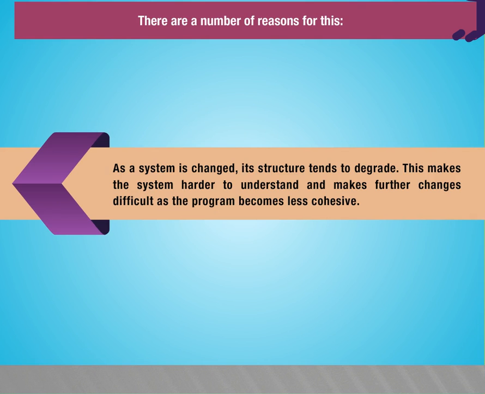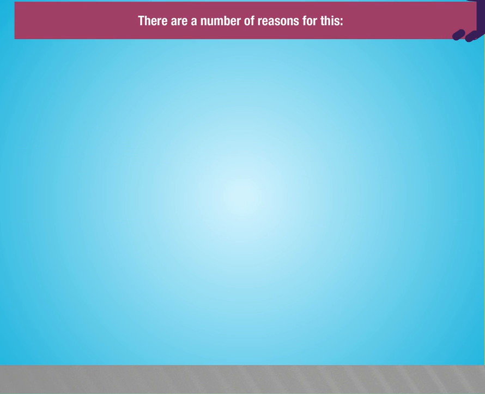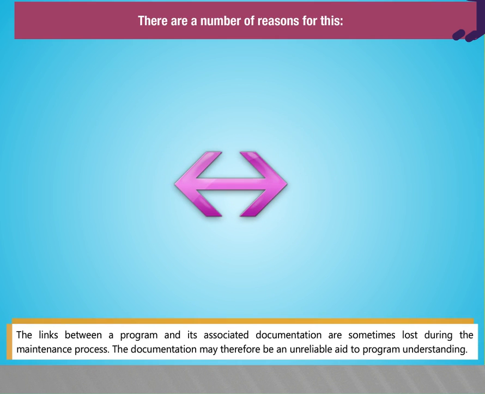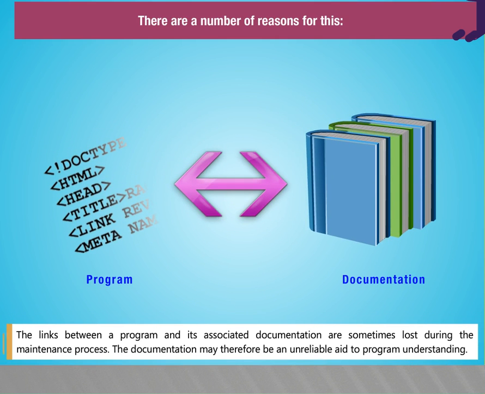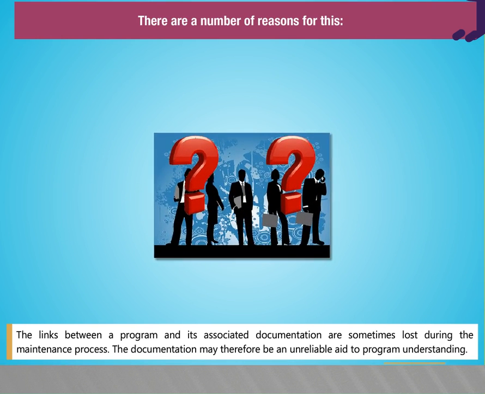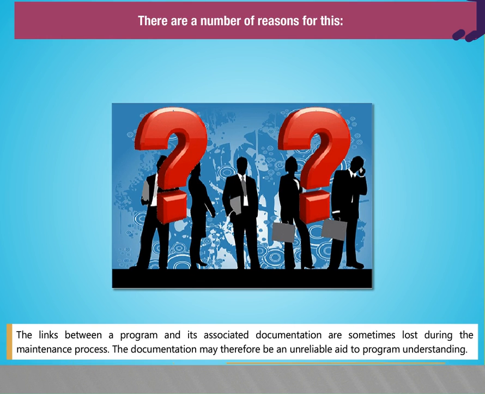As the system is changed, its structure tends to degrade. This makes the system harder to understand and makes further changes difficult as the program becomes less cohesive. The links between a program and its associated documentation are sometimes lost during the maintenance process. The documentation may therefore be an unreliable aid to program understanding.